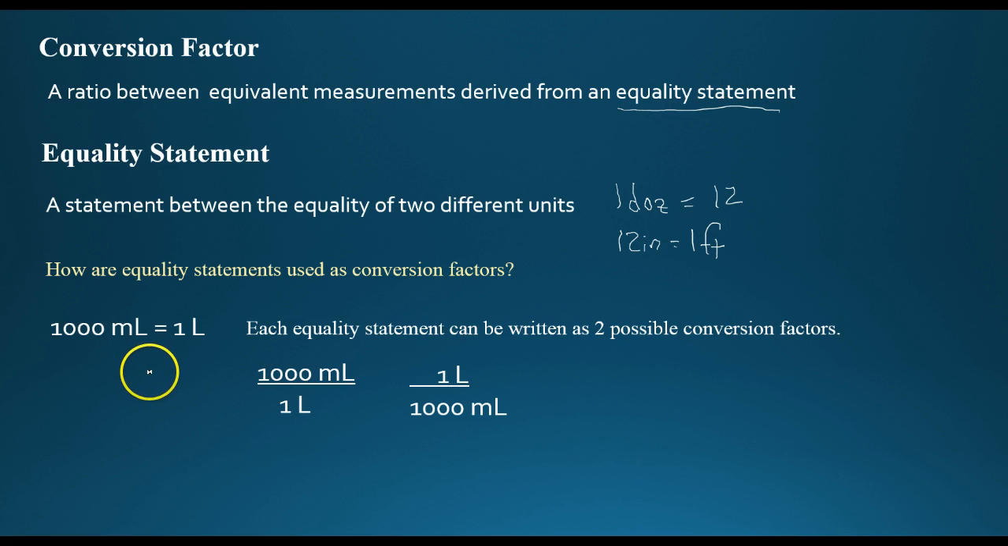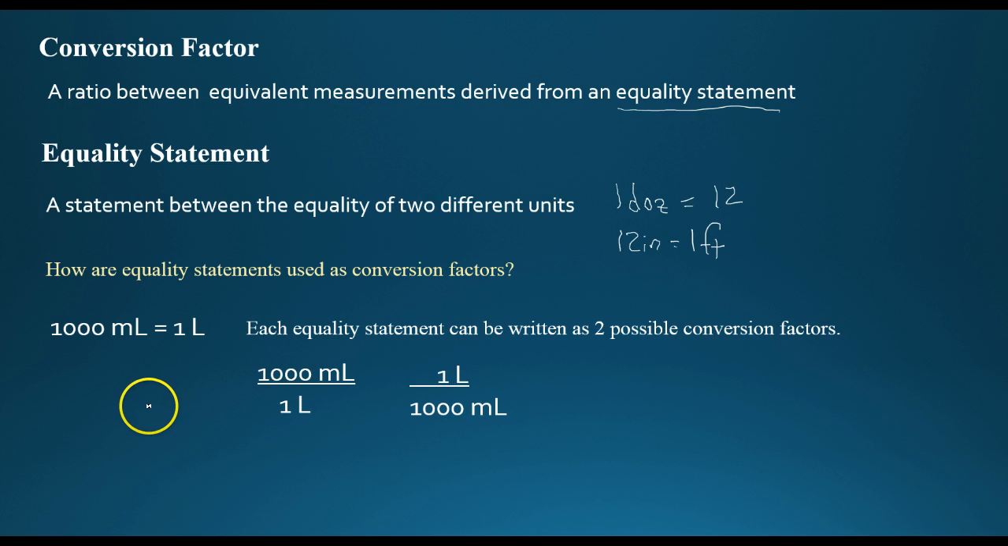Now, the one thing, when you set up your conversion factors, you have to make sure that the number stays with the unit. It belongs to the unit. Because if you swap those numbers, then you're changing the equality between those two units. In fact, you're making them not equal to one another any longer.